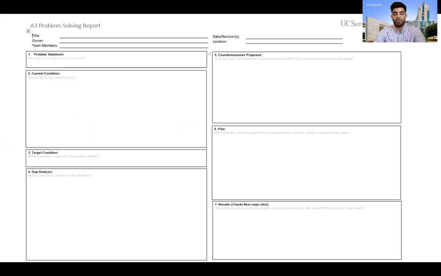So in order to tell a story on a single sheet of paper, an A3 is split into 7 different sections. So let's start on the left-hand side and take a look at how we analyze the current state of the problem we are trying to solve.